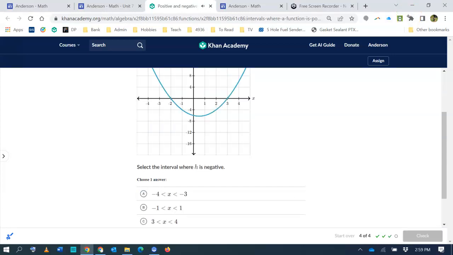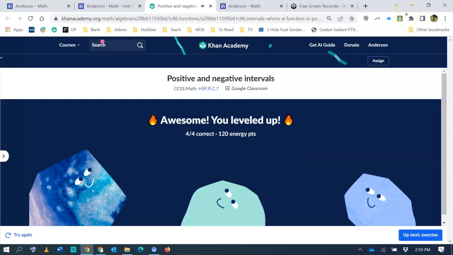Select the interval where h is negative. Okay, so we're going to be looking for an interval that's down here somewhere. So between -2 and +3 is our negative intervals, and that's going to be B. -1 and 1 is in that gap. And we're done.